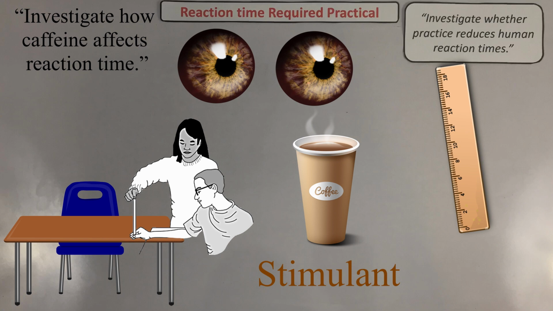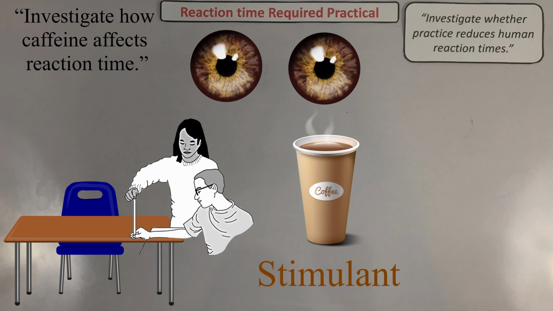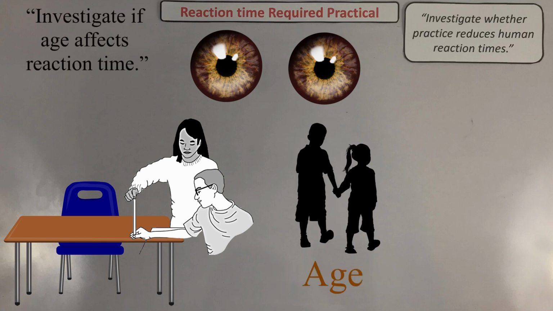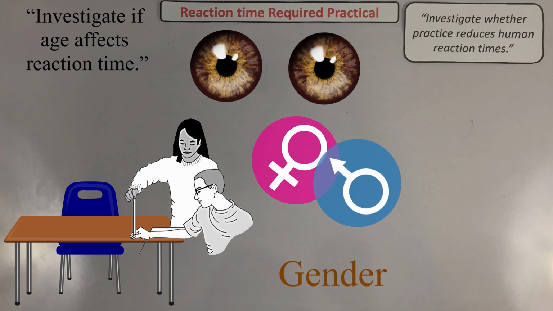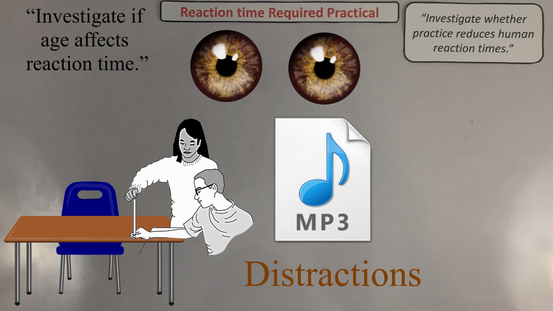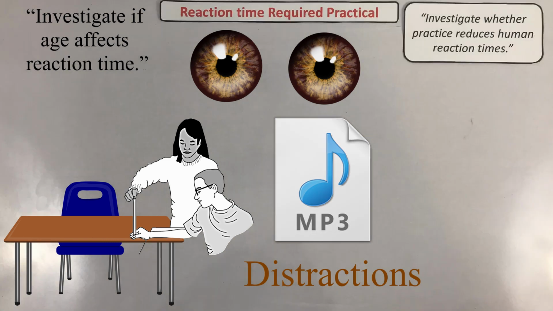There are other variations that they could give you. The steps will be the same, the only thing that's changing is your independent variable. And your independent variable in the exams could be stuff like investigate if age affects reaction time, so age is your independent variable. It could also be gender, it could be distractions like music or a conversation. There's bare things that they can change.